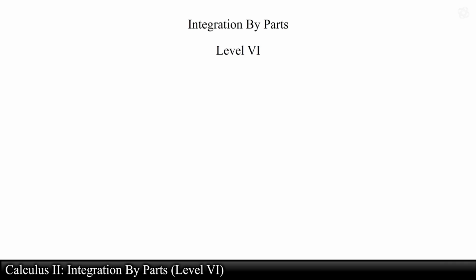Integration by parts, level 6. Alright, we're going to jump straight into some examples. Let's try some slightly more challenging problems. The next 2 problems will require the use of multiple integration techniques, specifically integration by parts and u substitution. Let's give it a shot.